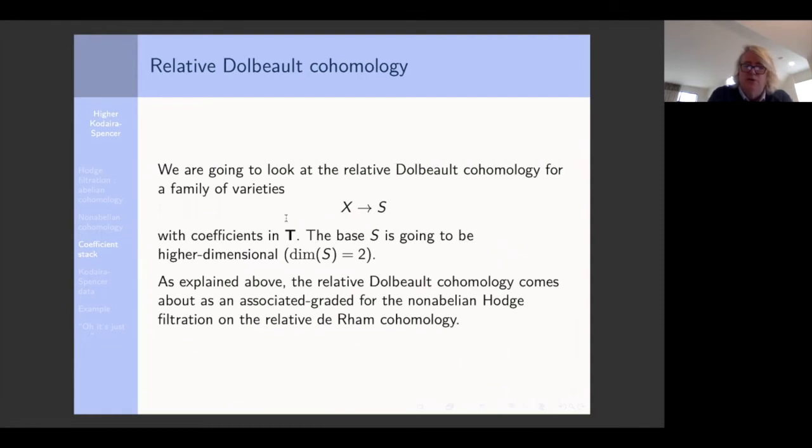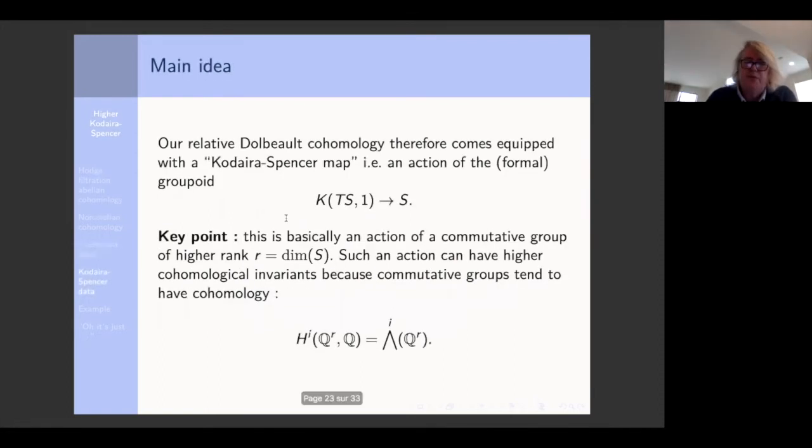As we explained before, the relative Dolbeault cohomology comes out as the associated graded of the non-abelian Hodge filtration on the relative de Rham cohomology. Fits into that big picture that we said before. And we have a Kodaira-Spencer map, which is to say an action of the formal groupoid tangent space of S.